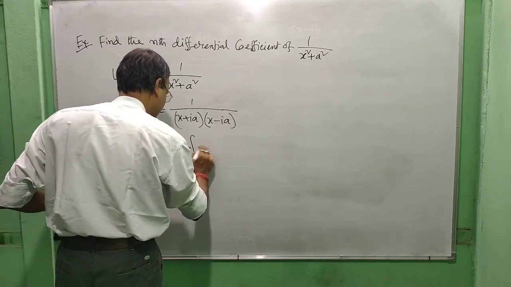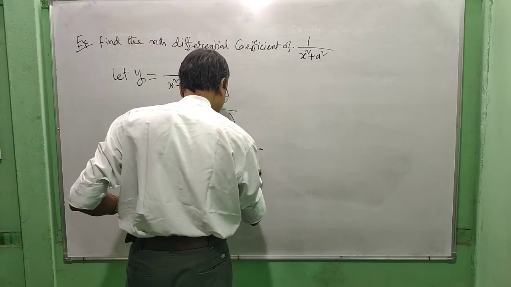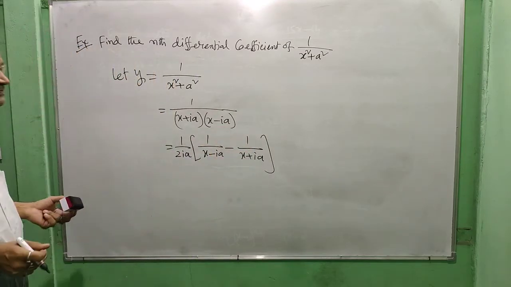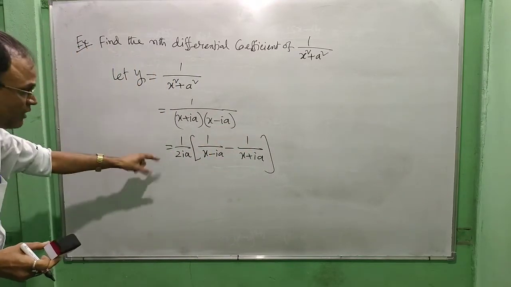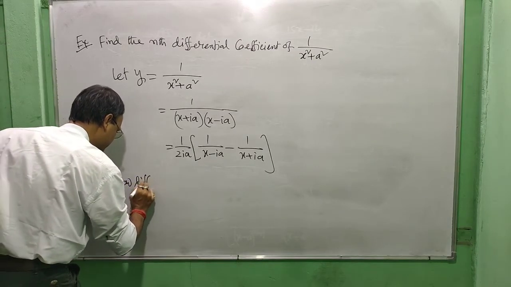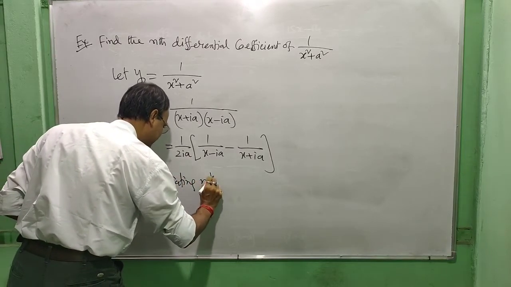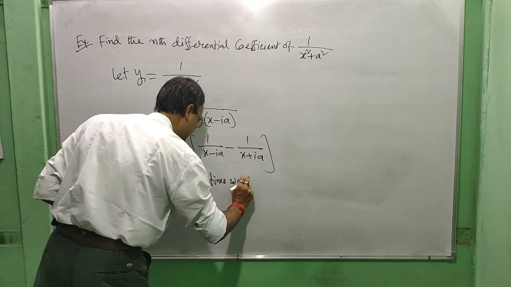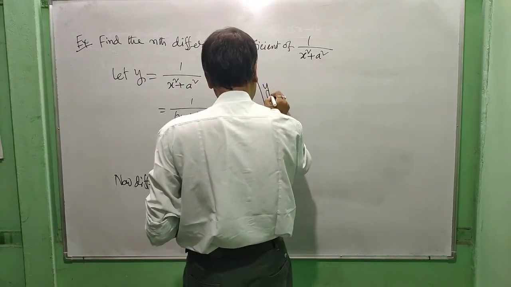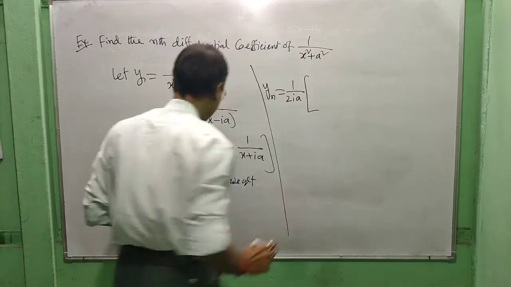Resolving into partial fractions, you will get this one. Now differentiating n times, we get yn equal to 1 by twice ia.